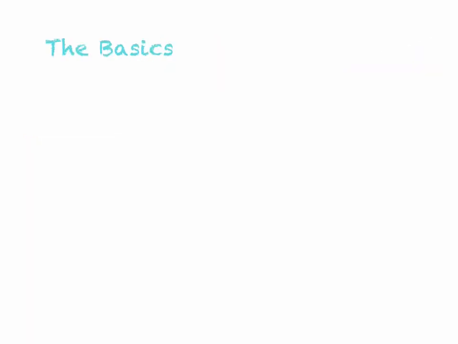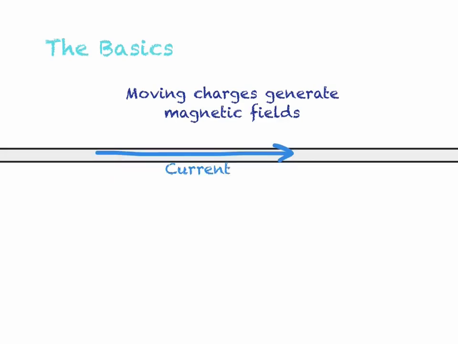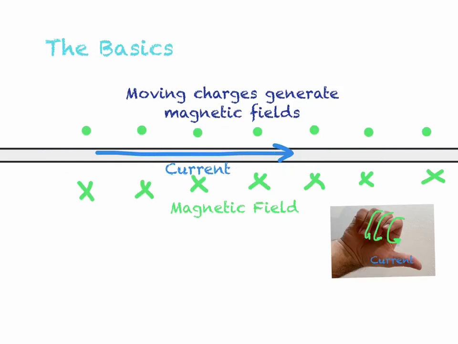So we're going to start from the very basics here by just talking about a few quick relationships between variables. What we find and what we remember hopefully from the last video is that moving charge generates magnetic field. So if I have a current running through, say, this wire over here, there will be a magnetic field generated around it, given by the right-hand rules that we talked about before.